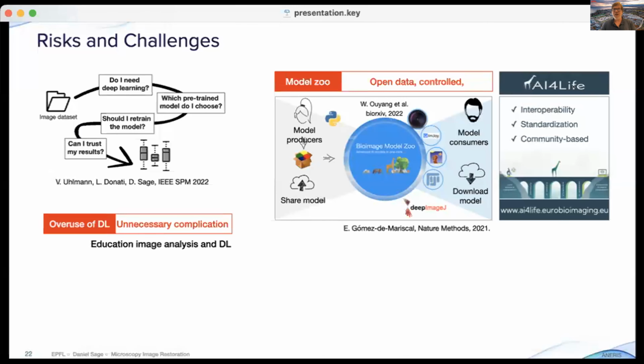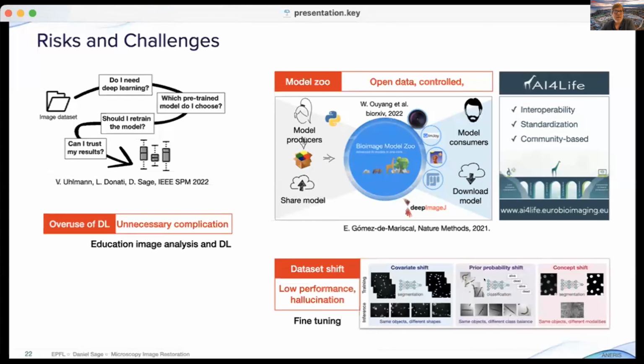This model zoo is now supported by a European project, in fact, Euro-BioImaging also. It's called AI4Life. The goal is to have interoperability between all this software, so a model could be trained on one software and used in another. We have to deal with standardization so that the models are all in the same format and can be used by different people in the community.